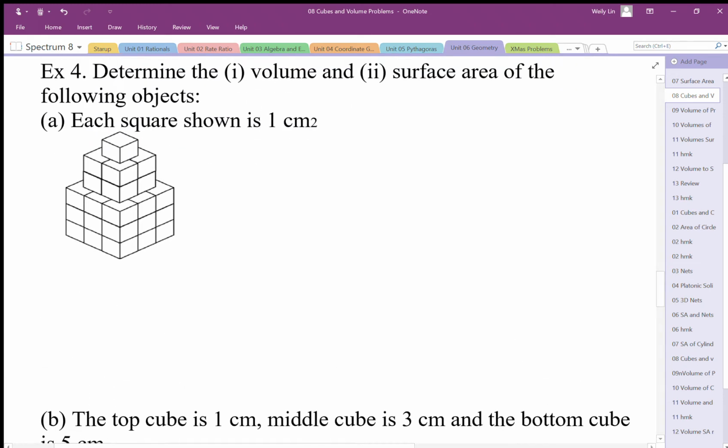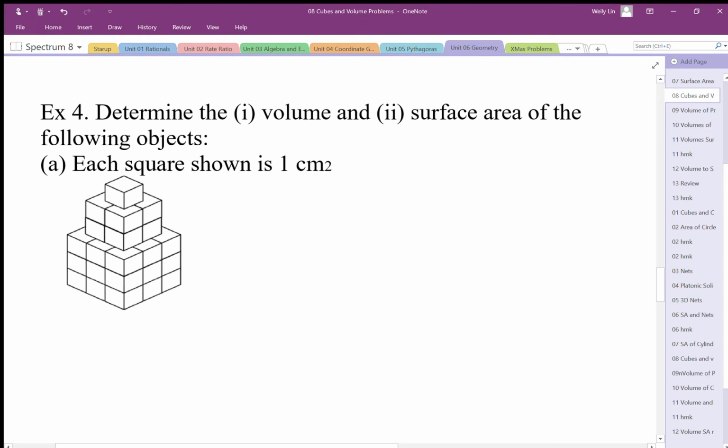Okay, so for this next one here, we want to find the volume and surface area. The volume is pretty straightforward because you can see these blocks, they're all 1 centimeter cubes. And so each square is 1 centimeter square. So for the volume, we have a 27 cube, an 8 cube, and a 1 cube. So the volume is, we're just going to go 1 plus 8 plus 27. Okay, so we get 36 cubic centimeters.